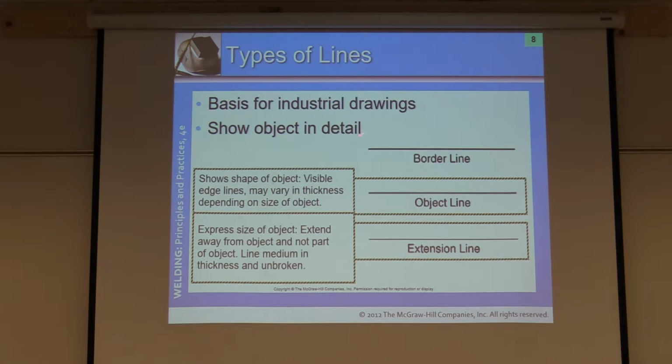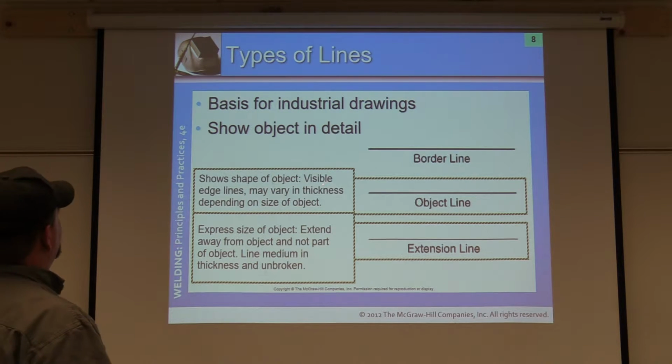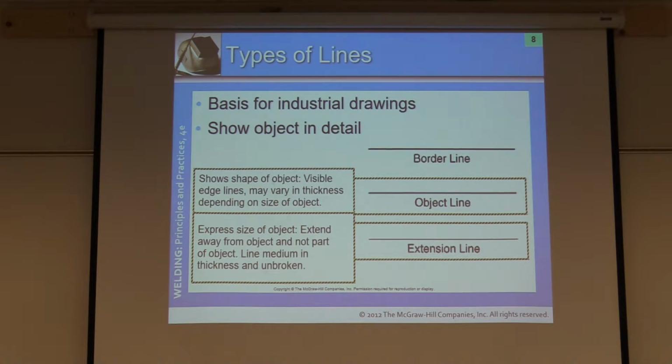So the types of lines, border line is a real thick, heavy line. Okay. The object line shows the shape of an object. Visible edge lines may vary in thickness depending on the size. The extension line expresses the size of the object, extends away from the object, not part of an object. Line medium in thickness, but however it's still a solid line, not broken.